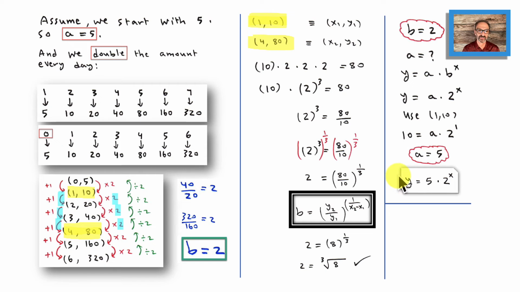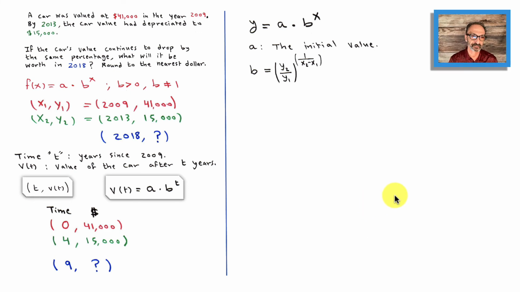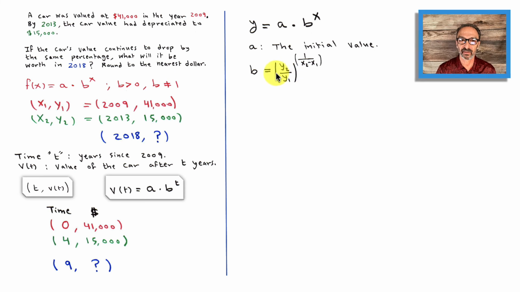Now let's just check. Let's take the last point, (6, 320). Apply it. Well, 6 is my x, and to find y it should be 320. 2 to the power 6 is 64. 64 times 5 is 320, so that is true. Let's go back. So we have this problem. That's our problem. We're going to apply this right here.